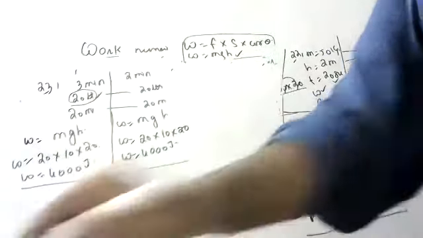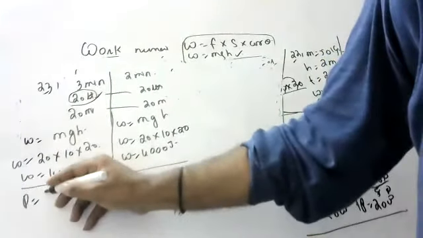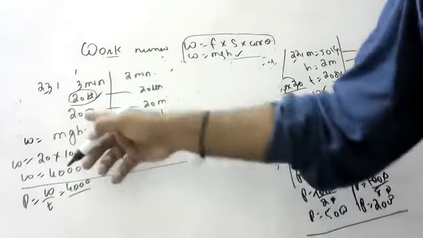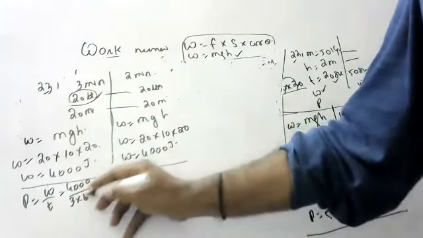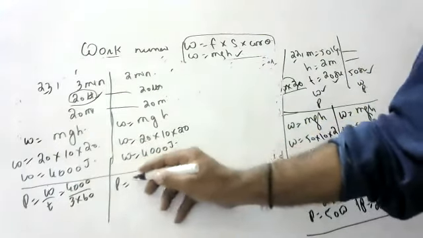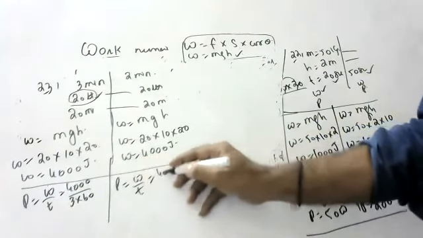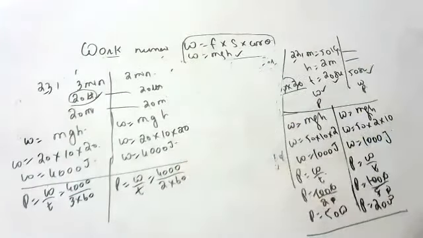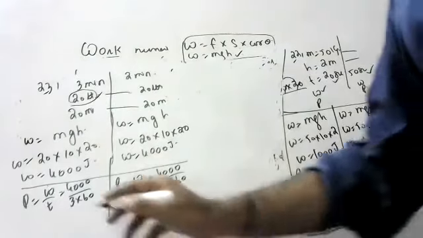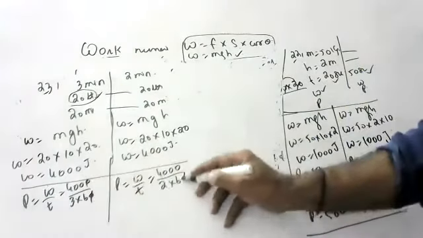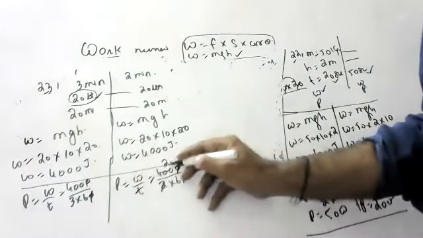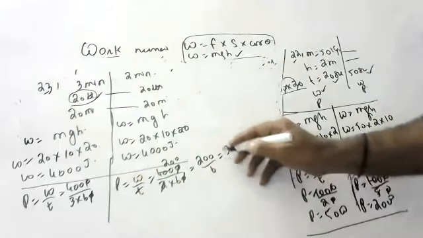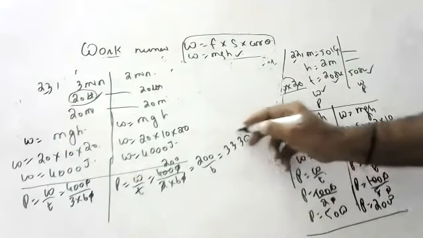A lot of disturbance. Mute your audio. So children, we know power is work by time. So 4,000 by 3 minutes, 3 into 60. And here power is equal to work by time, so 4,000 by 2 minutes, 2 into 60. Zeros cancel. Here 200 by 6, 6 3s are 18, 33.3 watts approximately.